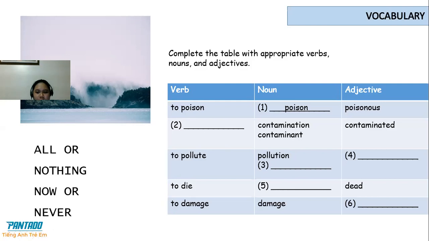Number two is contaminate. Please read it also. Contaminations, contaminant, and contaminated. Again, contaminated. Contaminated. Very good. This one. To pollute, pollutions, pollutant, and polluted.